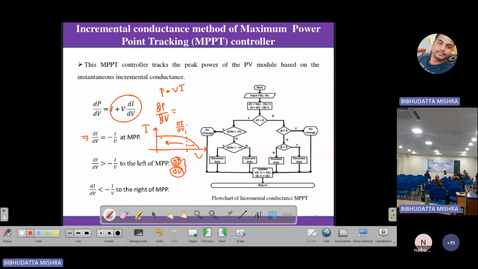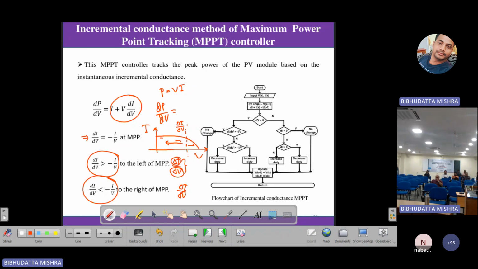What will happen on the right hand side? On the right hand side, this zone is called the constant current zone and this zone is called the constant voltage zone, approximately. Here, from this point to this point, current variation is more than the voltage variation. So your numerator value is more than the denominator value, so this value will be more. According to that, you should check whether you are on the left hand side or the right hand side.